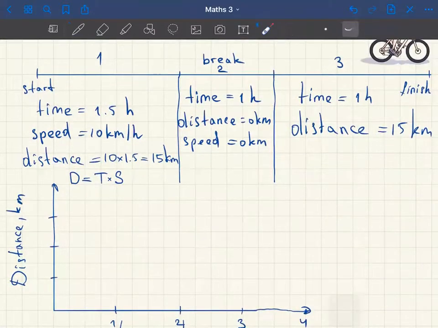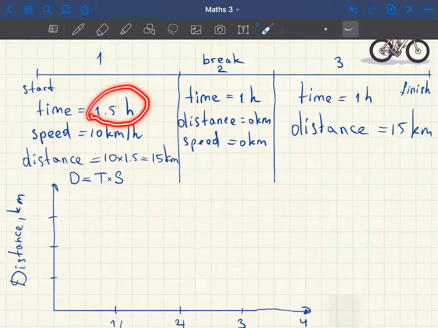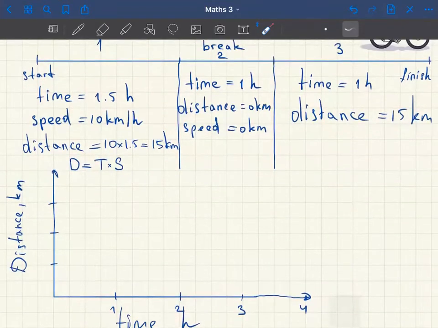Okay, so now let's draw it actually. First, we look at this data, right? Time and distance is what's important for us. 1.5 hours is our time, and distance is 15 kilometers that we traveled. So 1.5 hours is going to be around here. This is our 1.5 hours, and for distance, this is 10, this is going to be 20, and then 30. 1.5 hours, 15 kilometers. So it's this point. I can mark it for you. So what we do, we draw the line.